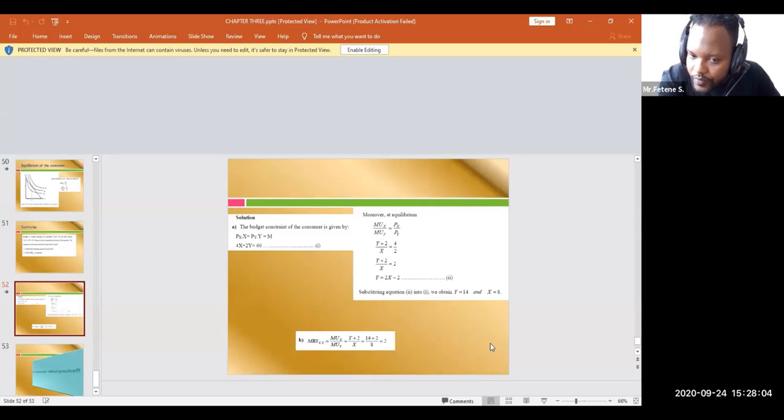From this we can derive an equation, y or x, whichever we want. Cross-multiplying, y equals 2x minus 2. Then, substituting one equation into the other, we get y equals 14 and x equals 8. This means that if the consumer consumes 14 units of y and 8 units of x, the utility is maximized.